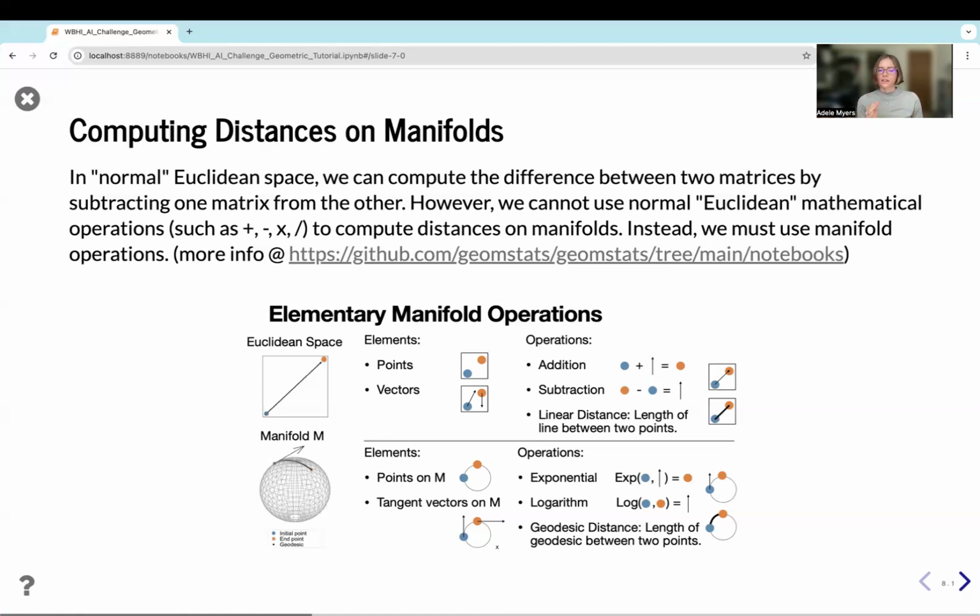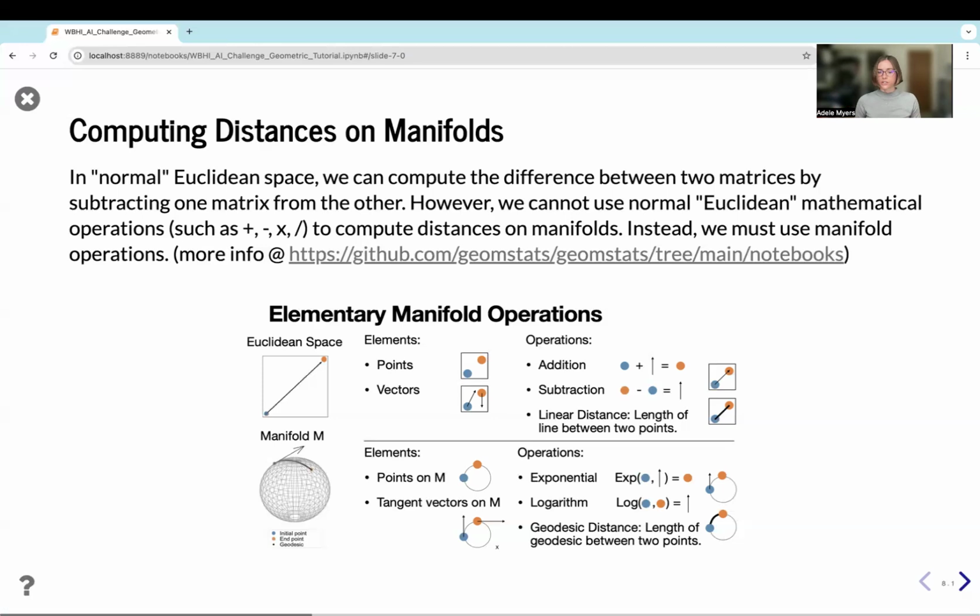On the manifold, the elements are points that lie on the manifold. So instead of the Euclidean case, where we can consider points anywhere in 3D space, we have to consider points on the manifold. And instead of vectors, we have tangent vectors on the manifold. A tangent vector is defined at a specific point on the manifold and is tangent to the manifold at that point.